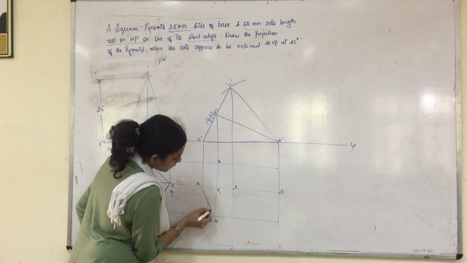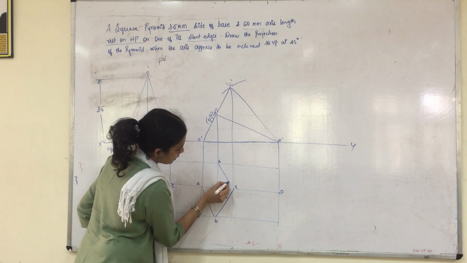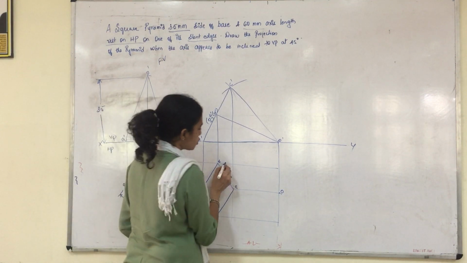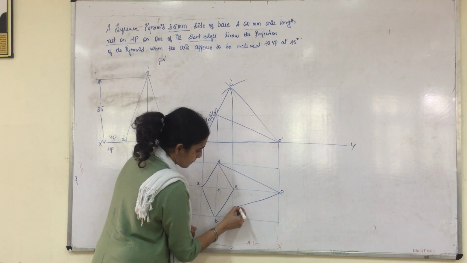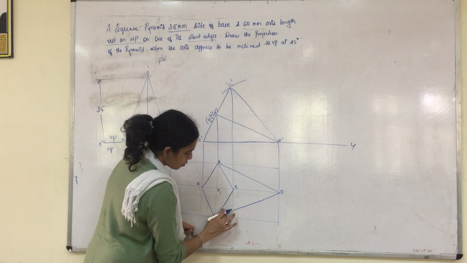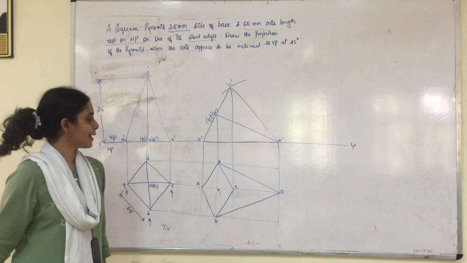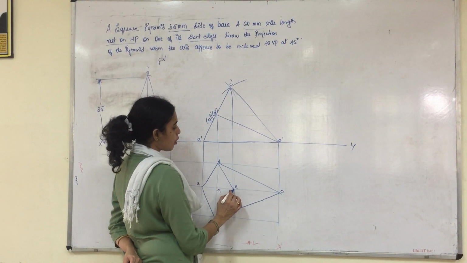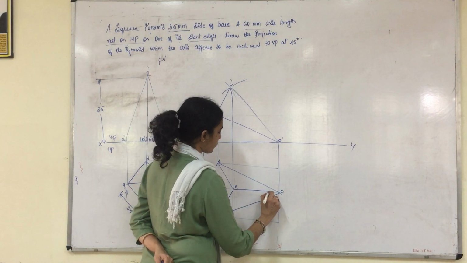So you join A to B, B to C, C to D, D to A. And also you join from D to O and O to B. Okay, so this outer boundary is visible. And I told you that any line coming through the corner of the surface will be visible. So this is also visible, kindly join.